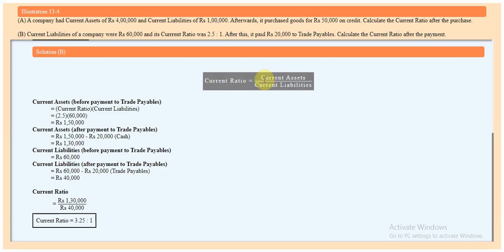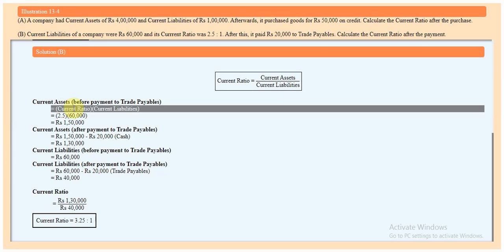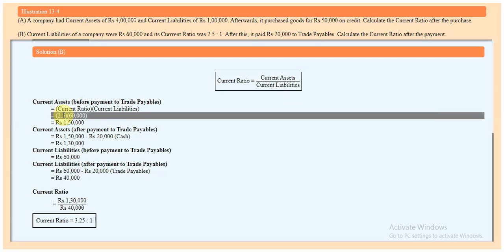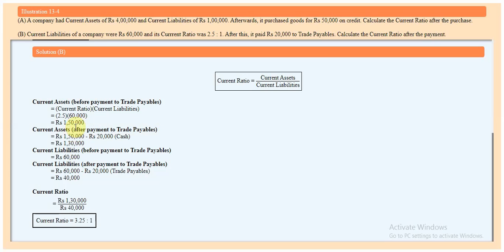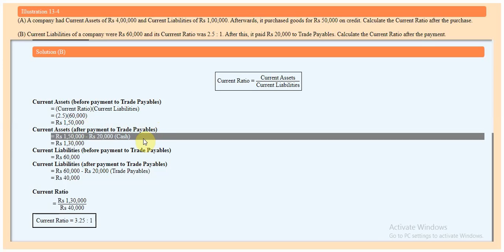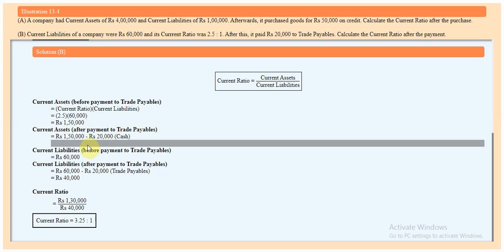We know from this formula, if the current ratio is given and current liabilities is given, we can find out current assets, right? So current assets is nothing but current ratio into current liabilities. So we already know that the current ratio is 2.5:1. So 2.5 into 60,000 will give current assets, which is rupees 1,50,000. So we have to compute current assets after payment to trade payables. So what will go out? Cash will go out for paying trade payables. So 1,50,000 minus 20,000 of cash, which has to be paid to creditors, will go out, and then the remaining will be the current assets, which is 1,30,000.